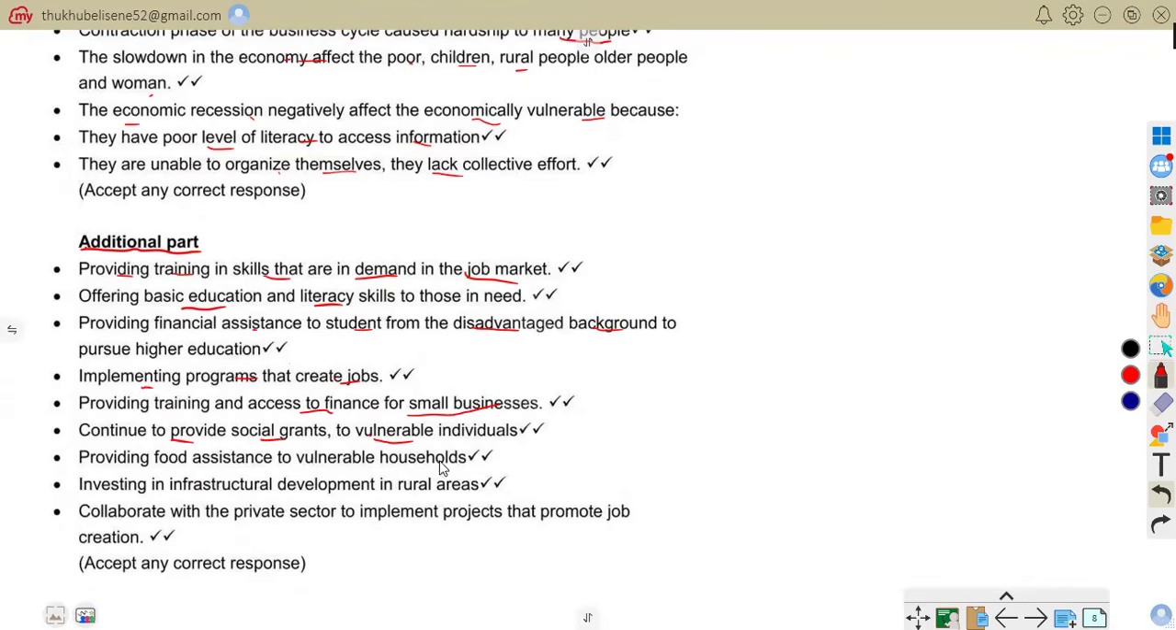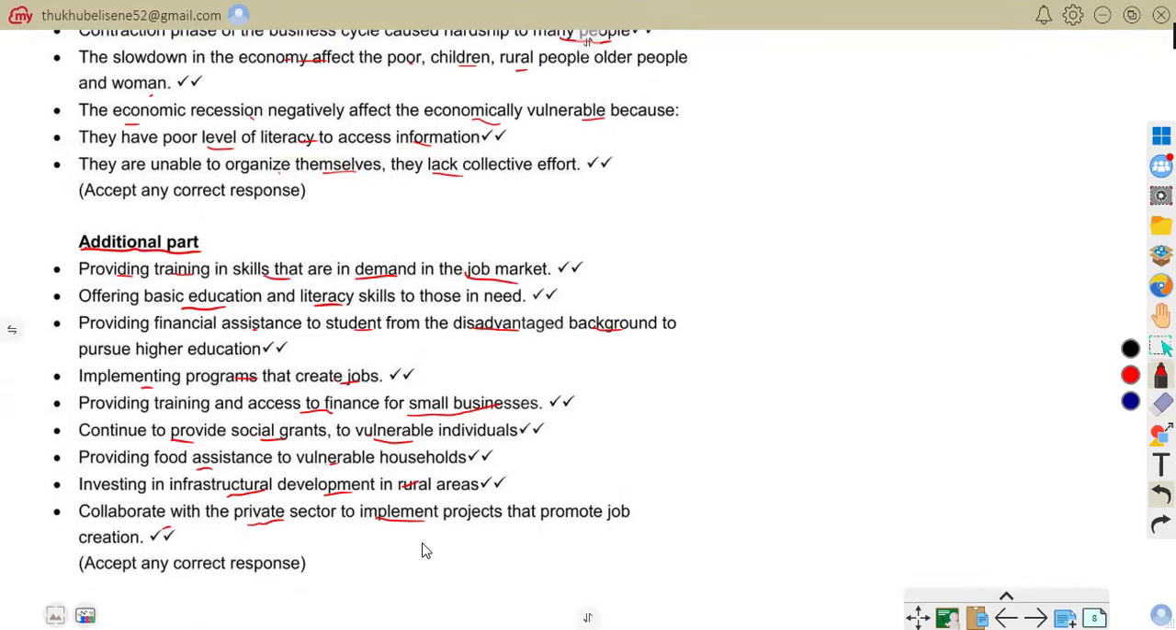Continue to provide social grants to vulnerable individuals. This means direct income support to vulnerable groups, child support grants for example. Providing food assistance to vulnerable households ensures food security during hardship. Invest in infrastructural development in rural areas to improve economic opportunities. Collaborate with the private sector to implement projects that promote job creation, so government and business work together to create jobs.